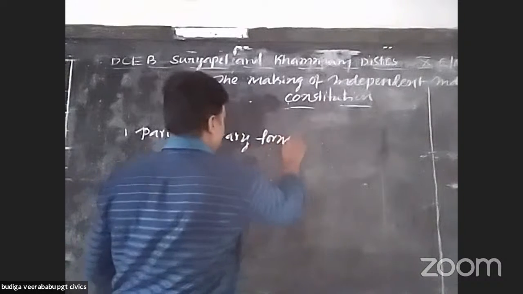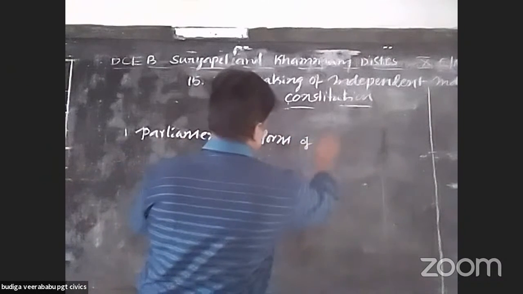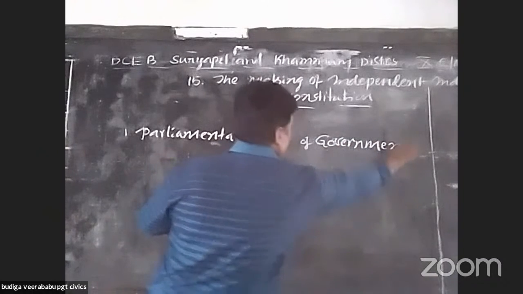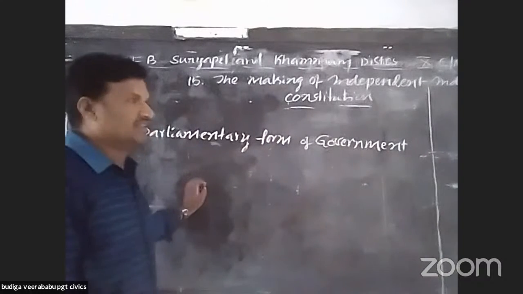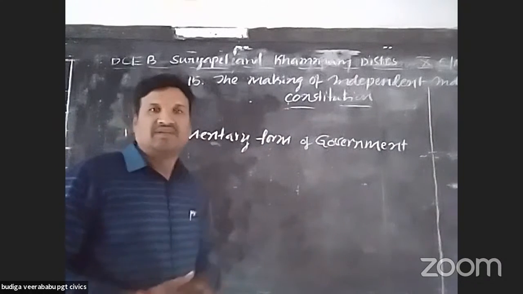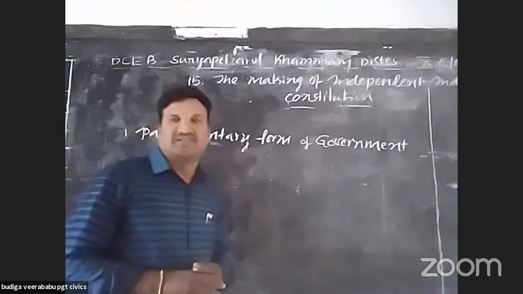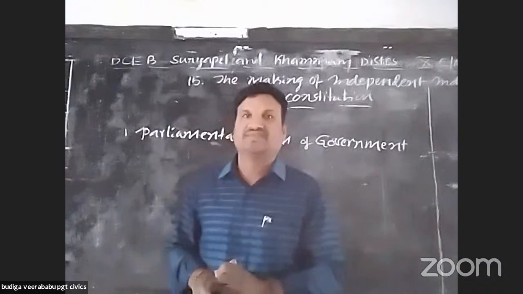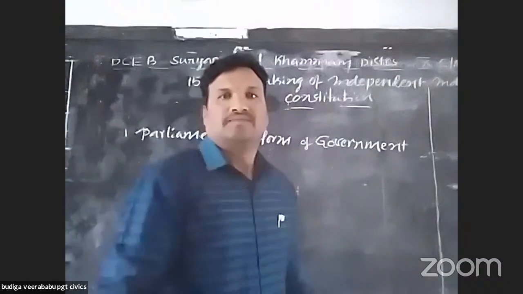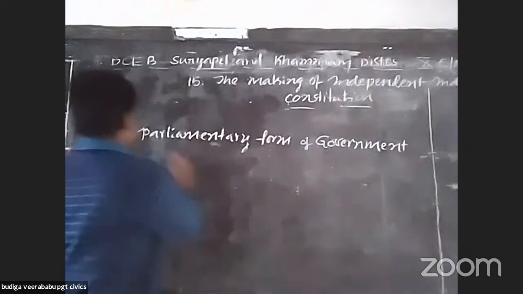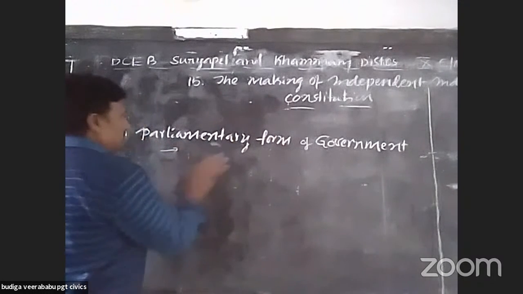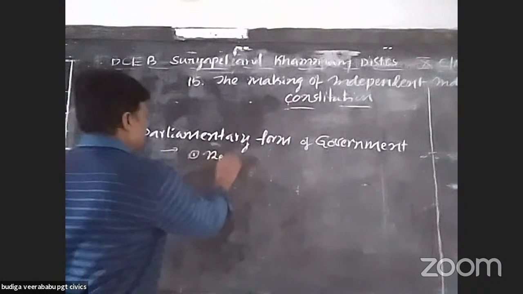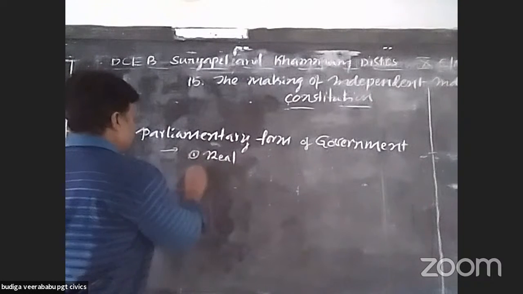Parliamentary form of government. Britain is the mother of the parliamentary form of government system, but the Indian constituent members did not take fully and completely the British parliamentary form of government system. In the parliamentary form of government system, the main concept is that the real executive is one person and the nominal executive is one person.